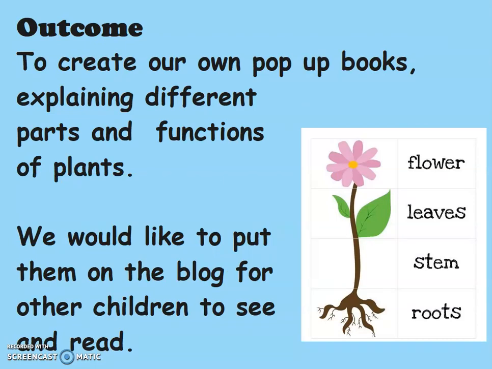This week we're starting a new outcome. In your science and curriculum lessons, you've been learning lots about plants. So now we're going to use that knowledge to create a pop-up book explaining the different parts and functions of plants. We're going to spend 2 weeks in literacy doing this, and in the end we would like to take pictures of them and post them on the blog for other children to be able to see and read.